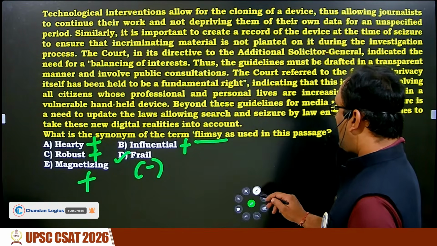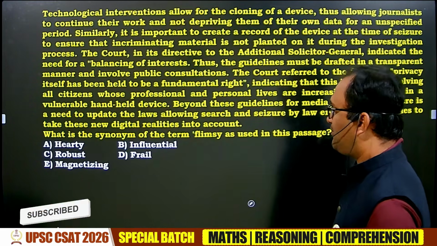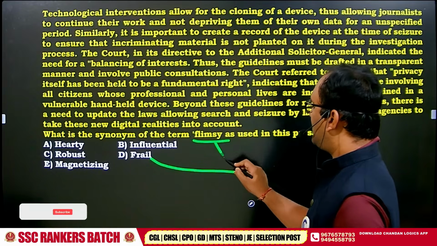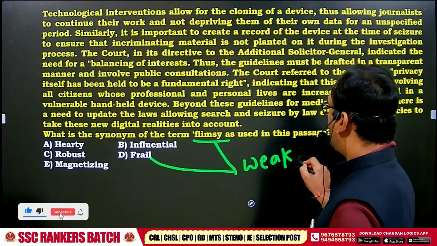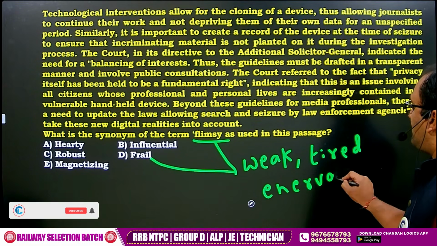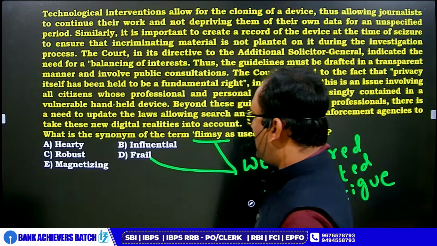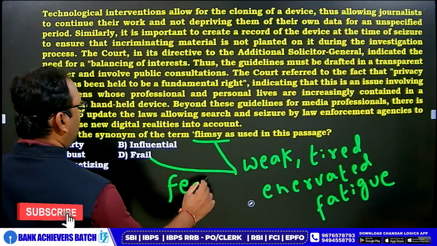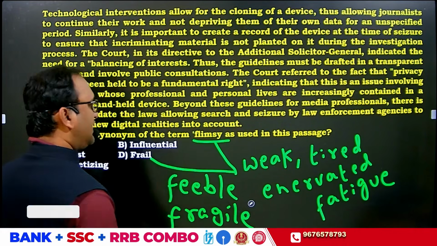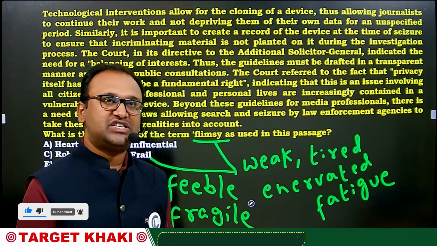So if you know the vocabulary, that's fine. You are lucky enough. But sometimes you may not know some vocabulary. I'll tell you the meaning of the word flimsy. Flimsy means very weak. Very tired. You know, there is a beautiful vocabulary called enervated. There is a vocabulary called fatigue. Fatigue is also very, very weak, very, very tired. There is a beautiful synonym called feeble. There is a beautiful vocabulary called fragile. And these are some synonyms to the word flimsy: feeble, fragile, frail, which is the easy answer here.